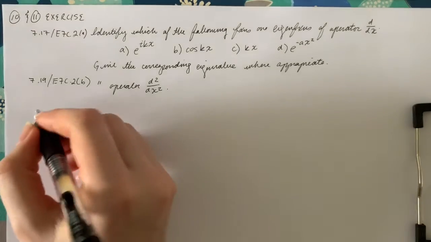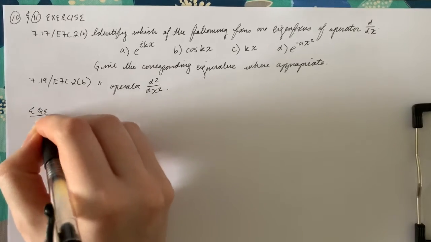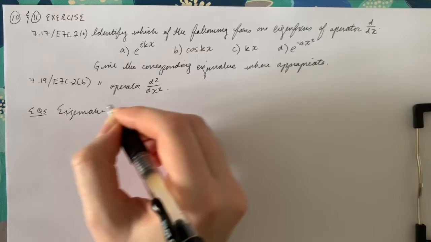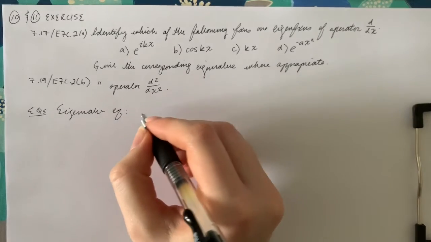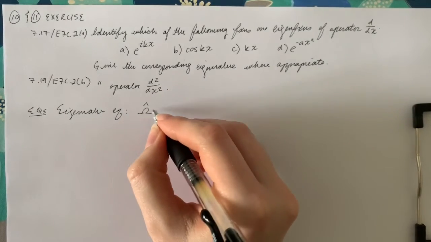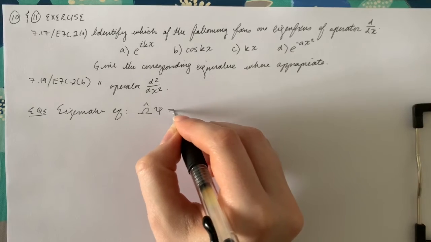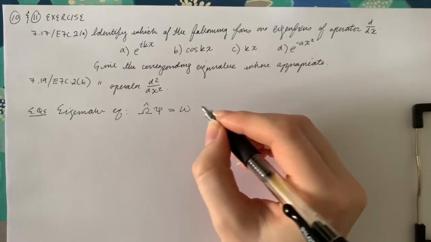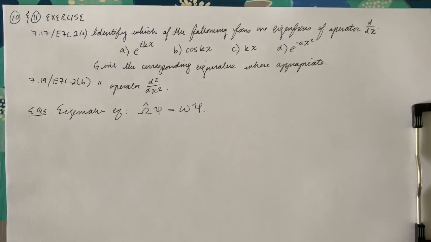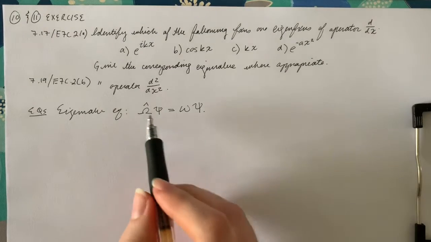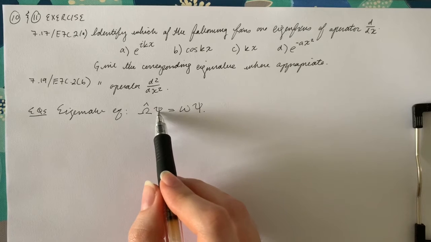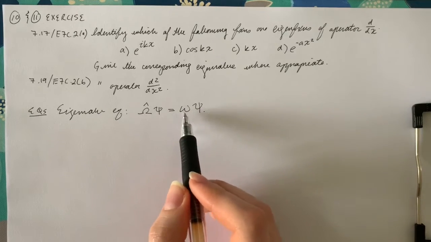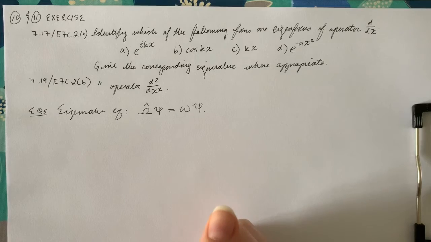So to remind ourselves of the eigenvalue equation, we have operator times wave function should yield eigenvalue times wave function. So when we perform this operation on the function, basically we should get the exact same function back plus a constant in front of it.